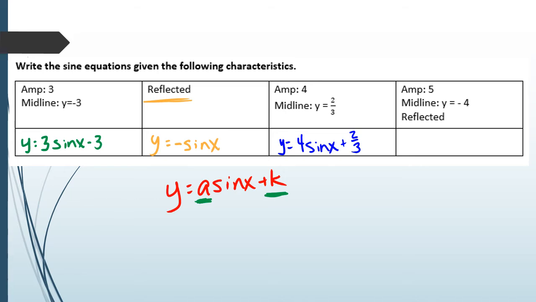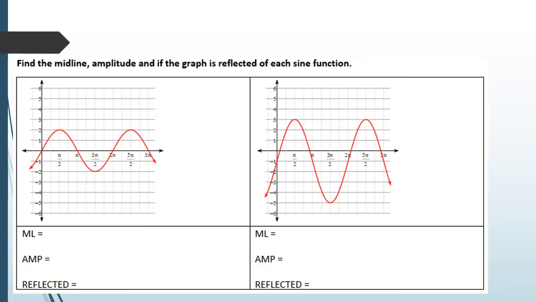And the last one. Okay, so we got a little bit of everything here. y equals, reflected, so it's going to be negative. Amplitude, A out in front, is 5. Sine of x, and then y equals negative 4, so we have to make sure that we subtract 4 at the end there. Here we're still finding the midline, amplitude, and if it's reflected or not, but now we're given the graph instead of all the information.